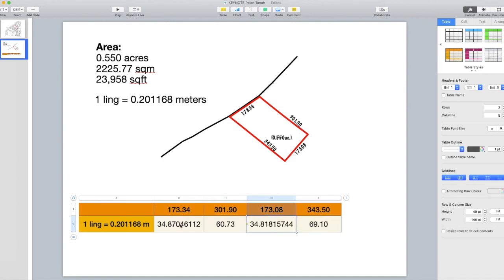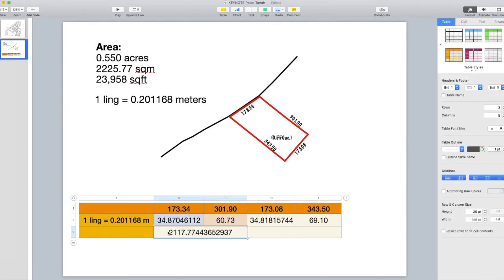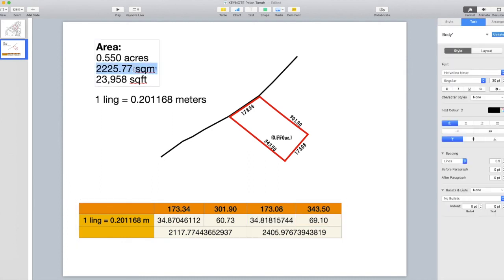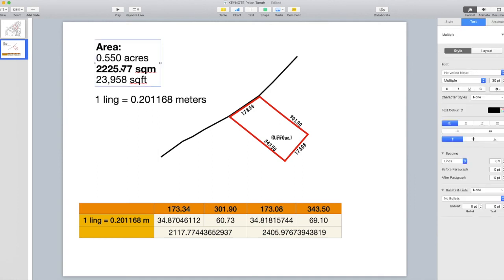So these are the numbers converted from link to meter. Okay, so we're going to multiply this width by this length. So we have 2117.77, and then we have this other width and length. So of course the numbers will slightly vary from the square meter measurement here, but they are the closest to the square meter after conversion.